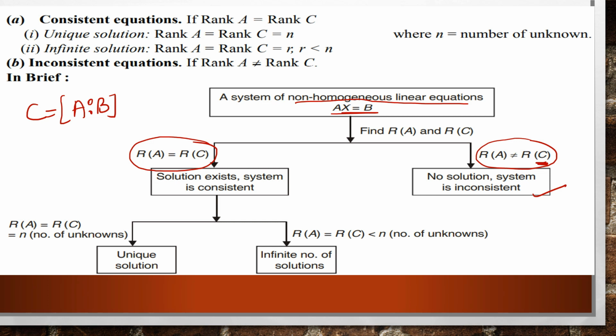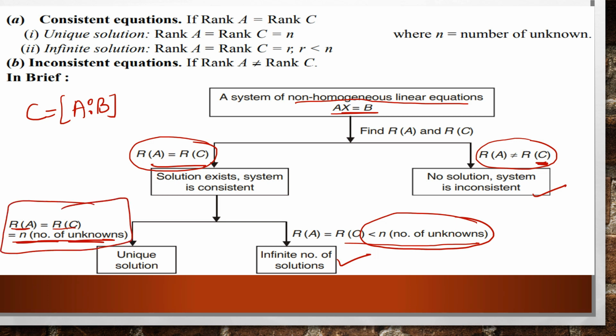Okay. Next, if the rank of the augmented matrix and the rank of A are equal, then the next task is to check how many solutions you have. Either you have only one solution or infinite solutions. For that, we further check whether the rank of A and the rank of the augmented matrix is equal to the number of unknowns or less than the number of unknowns. If this is less than the number of unknowns, then there will be infinitely many solutions. If this is equal to the number of unknowns, then there will be a unique solution. See, this is a very important thing which you have to keep in your mind. Okay, so let's do some questions based on this.